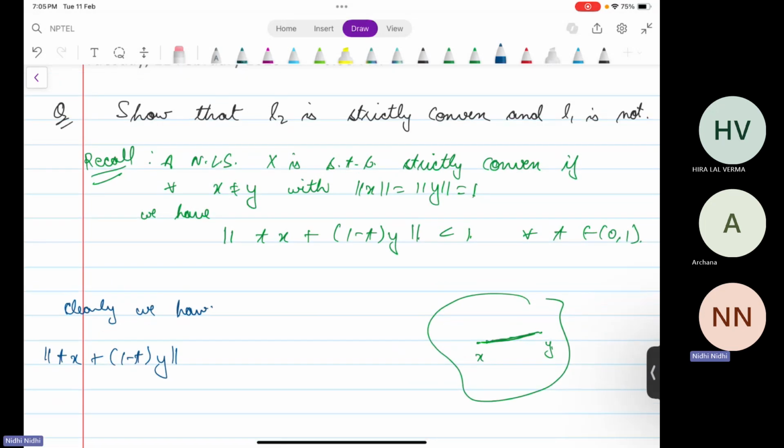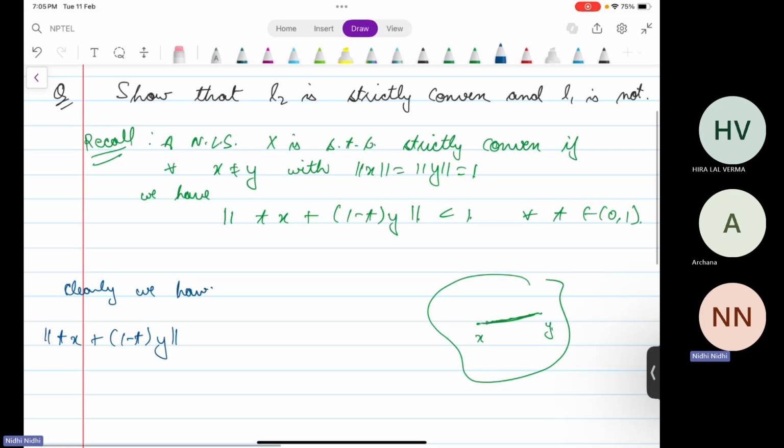So let me recall it again. Our first question is to show that L2 is a strictly convex space whereas L1 is not. So what do we mean by strictly convex space? For strictly convex spaces, if x and y are two vectors with unit norm, then all the vectors lying on the line joining x and y must have norm strictly less than 1. Less than or equal to 1 is directly clear because of the triangle inequality.